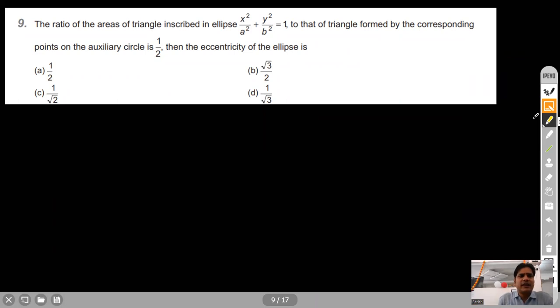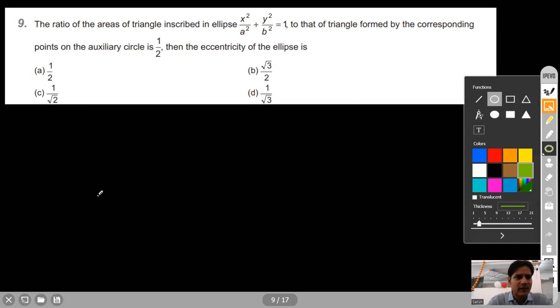The ratio of the areas of triangle inscribed in the ellipse x square upon a square plus y square upon b square equal to 1 to that of the triangle formed by the corresponding points on the auxiliary circle is 1 by 2. Okay. Now here the question is asking something on auxiliary circle, and it is saying that the eccentricity of the ellipse. Okay, so let me plot the diagram for this.